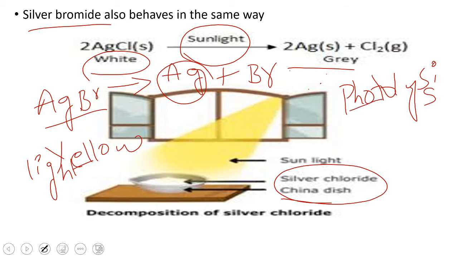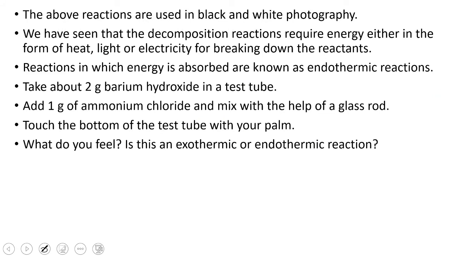Photo, light, lysis, breakdown. So these decomposition reactions are of three types: thermal decomposition, electrolytic decomposition and photolytic decomposition. The above reactions are used in black and white photography. Photography plates will use this silver chloride and silver bromide. Previously we were using film, now photographic film, in that they will use it.